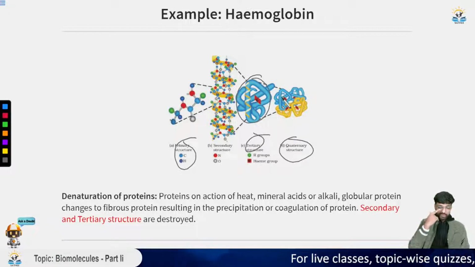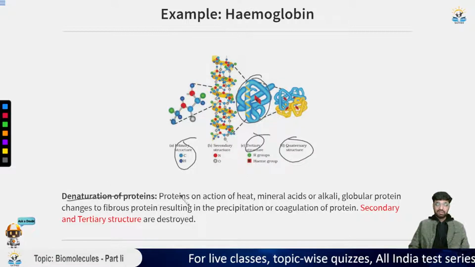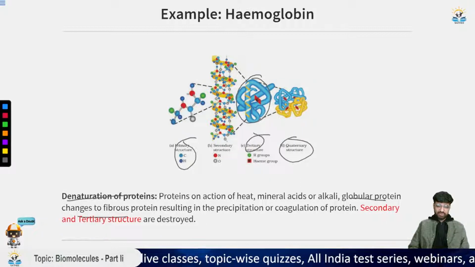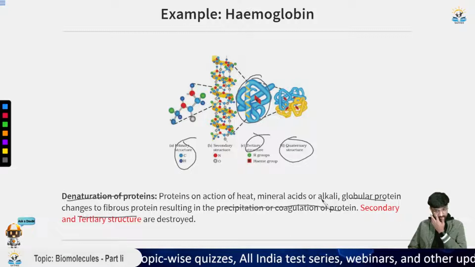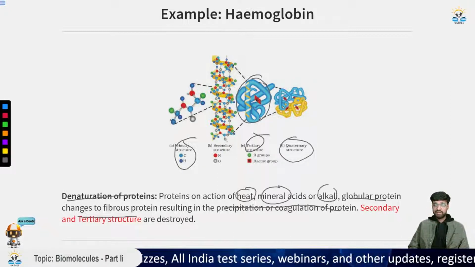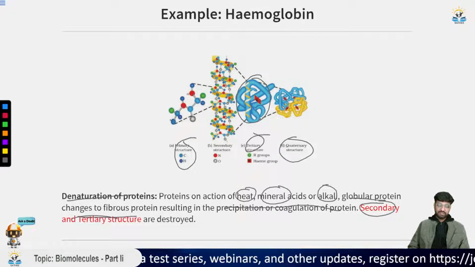Now this protein can be broken back, you can say, by denaturation. It is generally done by heating, and it changes the globular protein to the fibrous protein, resulting in precipitation or coagulation of the protein. And how does it happen? It happens by the action of heat, mineral acid, or alkali. So what is destroyed is the secondary and tertiary structure of the protein.